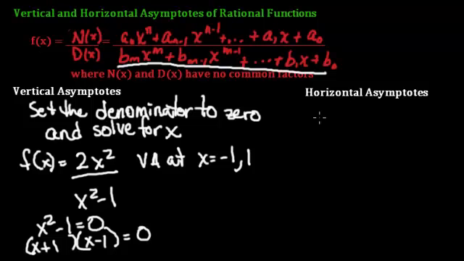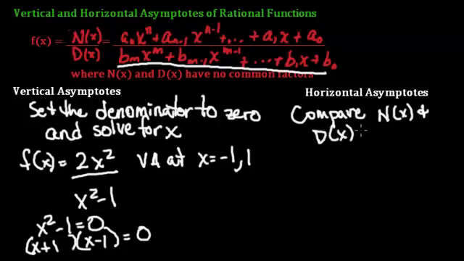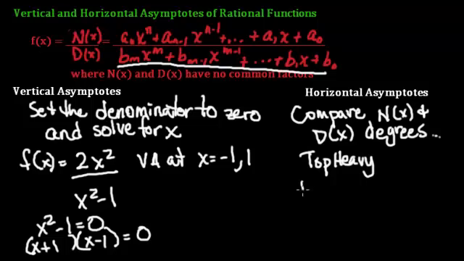For the horizontal asymptotes, you're going to compare numerator and denominator degrees. And then you have 3 cases that might happen. You might have that the numerator degree is greater than the denominator. You might have that they're equal, or you might have that the numerator is less than the denominator. We're going to call them top heavy, bottom heavy, and then I'm going to call it evenly balanced.